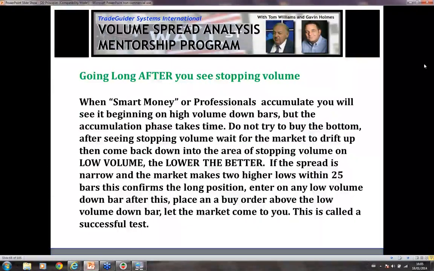So, if you want to go long after you see stopping volume, remember when smart money or professionals accumulate, you will see it beginning on high volume down bars, but the accumulation phase takes time. Don't try to pick the bottom. After seeing stopping volume, wait for the market to drift up and come back down into the area of stopping volume on low volume. The lower the better. If the spread is narrow and the market makes 2 higher lows within 25 bars, this confirms the long position, and enter on any low volume down bar after this. Place a buy order above the low volume down bar and let the market come to you. This is called a successful test.